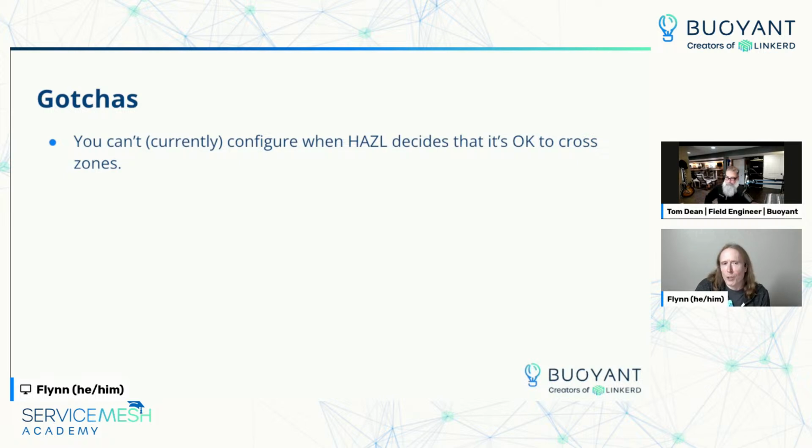But I guess I should probably be saying you can't easily currently configure when HAZL decides that it's okay to cross zones, rather than you can't do it at all. And you don't necessarily want to, once you get to that point. If you've got an app that just behaves a certain way, it is adjustable. It's just one of those things we haven't had a request yet of someone saying, hey, I want to change this, because it's pretty good out of the box.